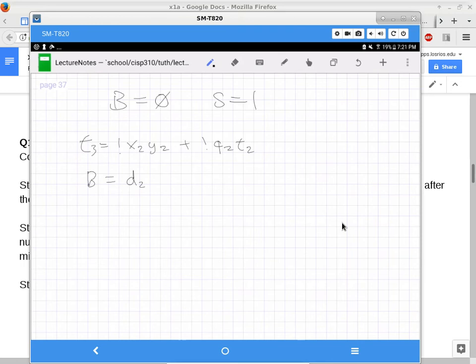So it's the flip side of what we did earlier. In order for T3 to be 0, I need not x2, y2 to be a 0. I also need not q2, t2 to also be a 0. But I want D2 itself to be a 1. All right, so if D2 is a 1, that 1 has to come from somewhere.